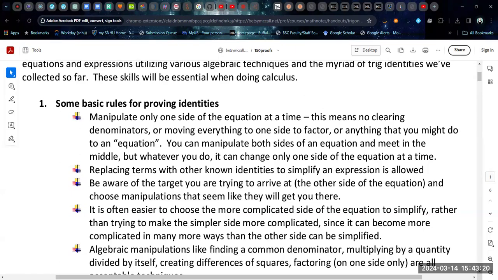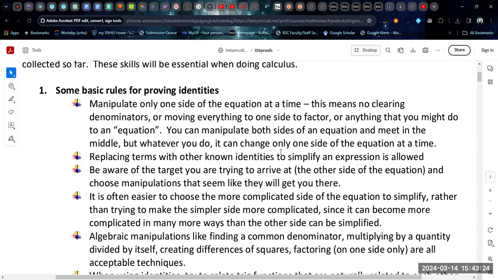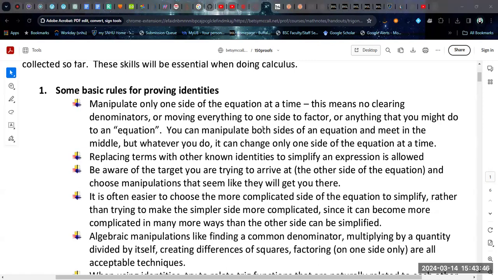So, some basic rules for doing proofs with identities. You only want to manipulate one side of the equation at a time. This means that you can't clear denominators by multiplying everything by the common denominator and eliminating it. You can't move everything to one side. You can't treat these like equations. Essentially, you can only manipulate one side at a time and show that you can get one side to match the other side.